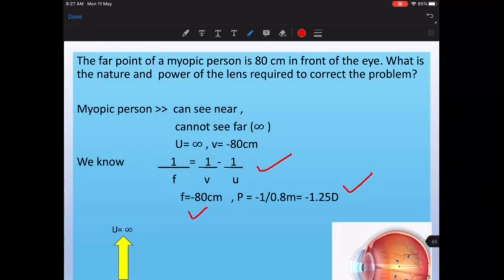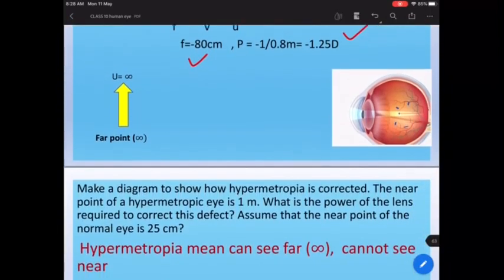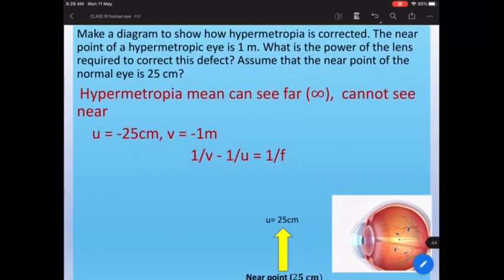Okay. Next question we have is a similar type of question, but in this case, the person is not suffering from myopia. The person is suffering from hypermetropia. Make a diagram to show how hypermetropia is corrected. So all of you can draw the corrective measure. How can we correct hypermetropia? Okay, all of you can draw the diagram. We have already done it in the defects of eyes.